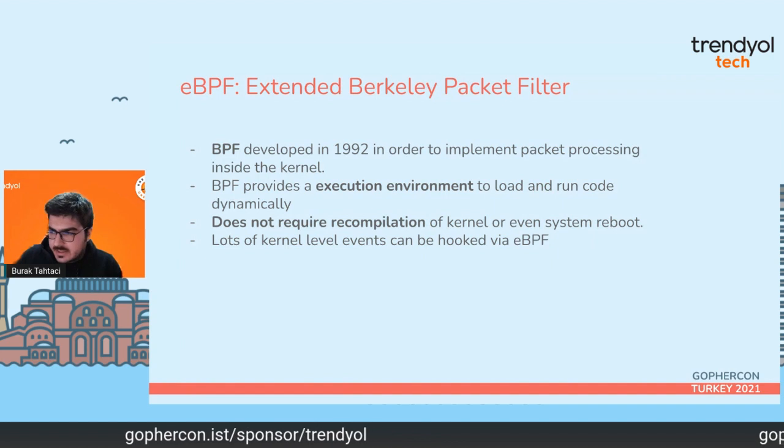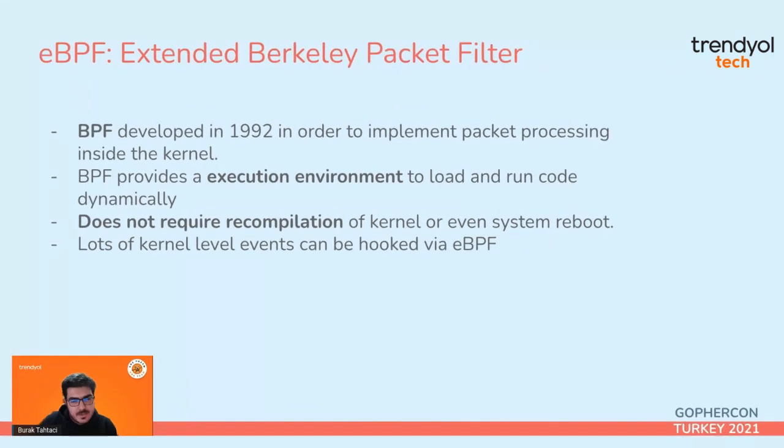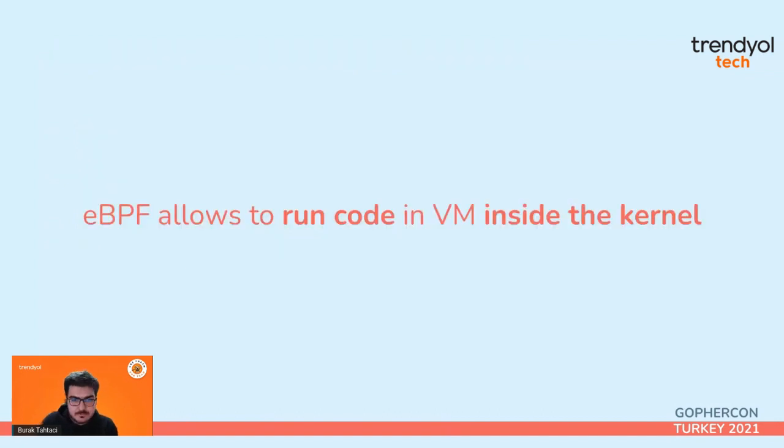So eBPF is the extended version of it. eBPF can hook many different points in addition to its networking capabilities. So it boosts the capability of visibility inside the Linux kernel. We can basically define eBPF as a virtual machine that is running inside our kernel, and we can run our arbitrary user-level code in it.